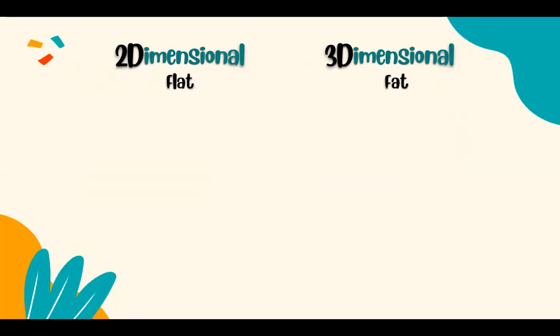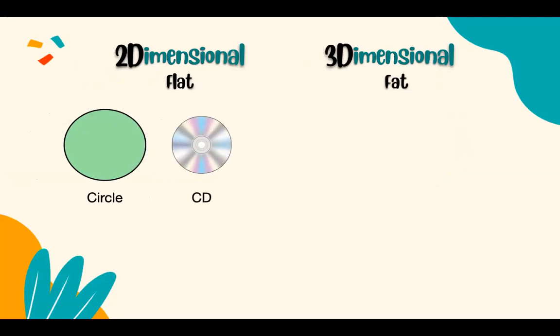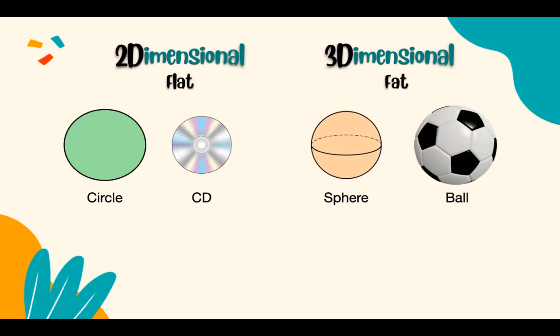Now let's have a look at a circle. An example of a circle is a CD or a DVD. Now this object is a flat object, and that's how we know it is a 2D shape. If we look at a sphere, an example of a sphere is a ball. Now this is definitely not a flat object. It is fat. So that's how we know it is a 3D shape.